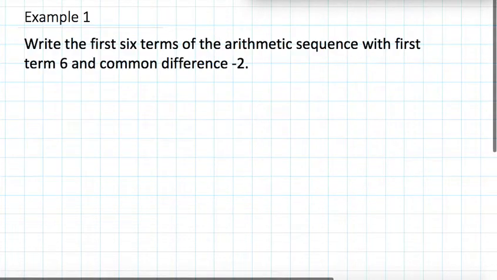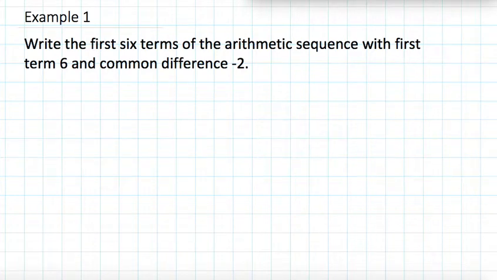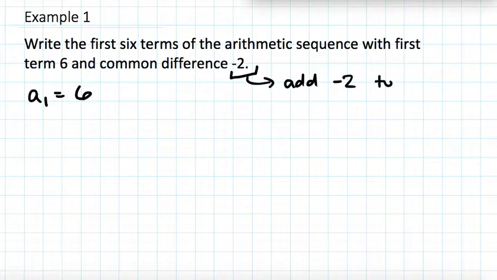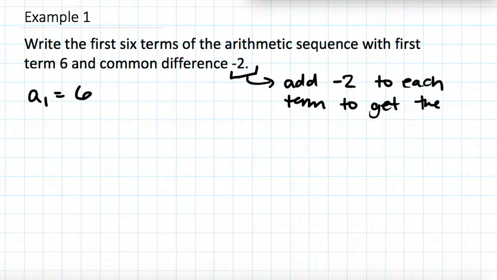So we're going to start by looking at example 1. It says to write the first 6 terms of the arithmetic sequence with first term 6 and common difference -2. So first term 6 means that A1 is going to be equal to 6. The common difference -2 means that I add -2 to each term to get the next term. So once I have one term, then I work with that to get the next term.